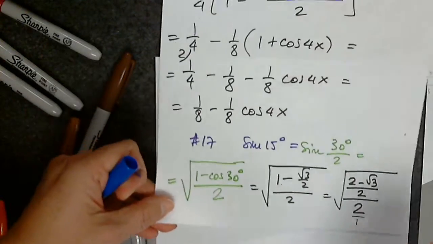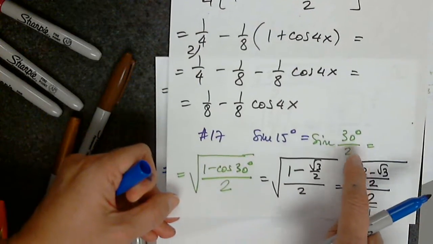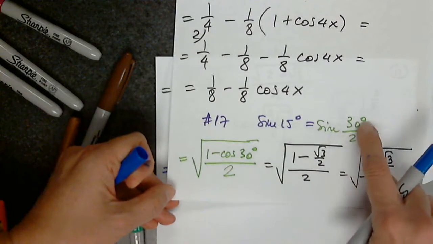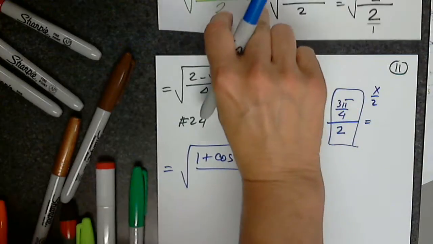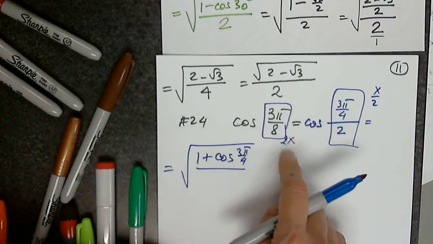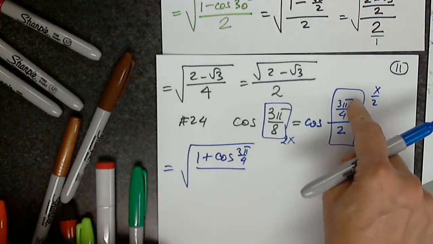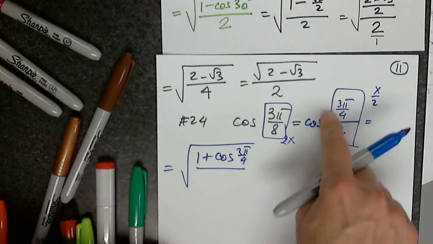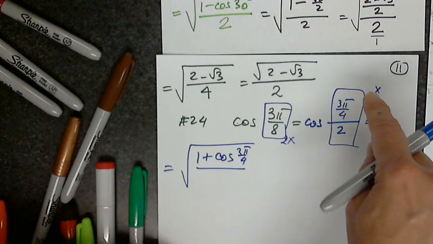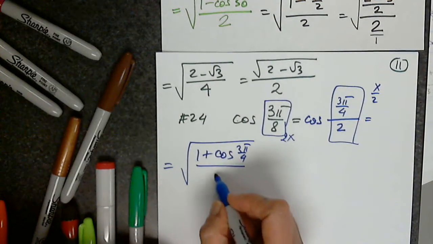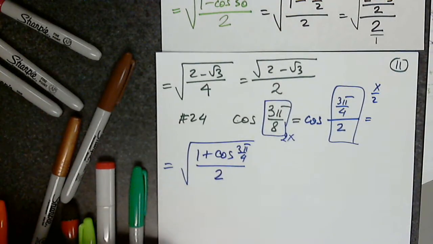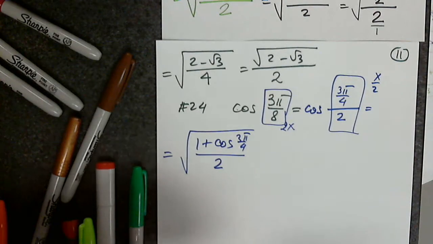Look here. Sine 15 is sine 30 over 2. 1 minus cosine alpha, or cosine x, divided by 2. So then cosine of x over 2 is this whole thing. So this is 3 pi over 4 over 2. So this is 1 plus cosine 3 pi over 4, over 2. Good. Now we have to determine cosine 3 pi over 4. Which quadrant is that in?